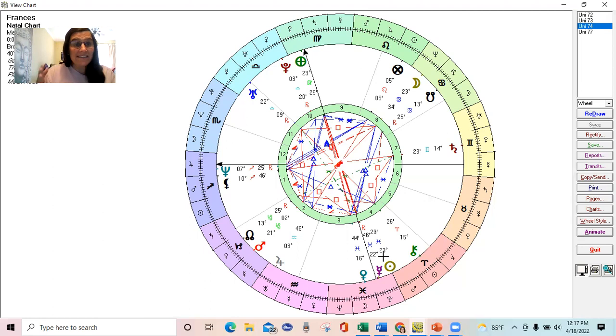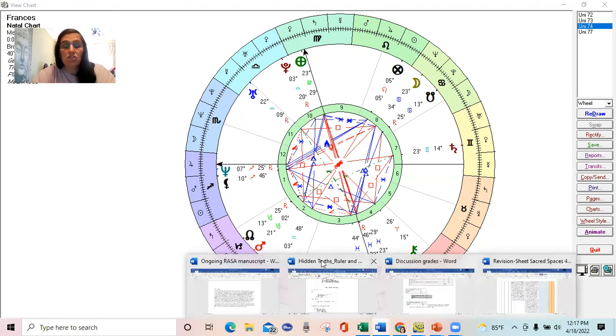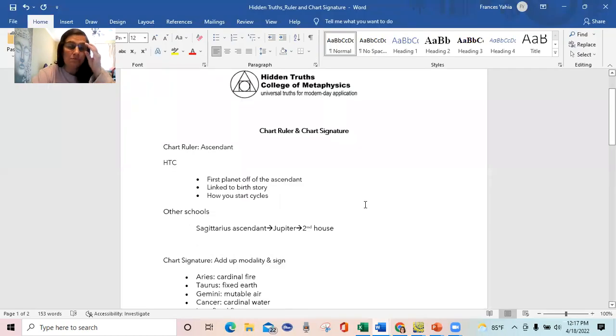So that is the reason why we use the chart ruler at Hidden Truths College, the planet right off the ascendant. Let me share the little cheat sheet that I will send with the recording. So it's the first planet off the ascendant. It does not matter whatever house it's in. It's linked to your birth story.